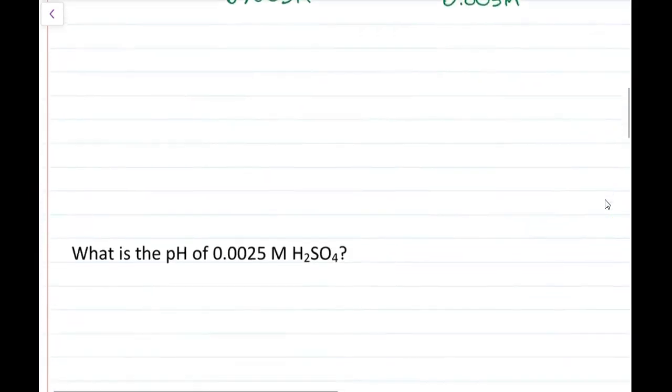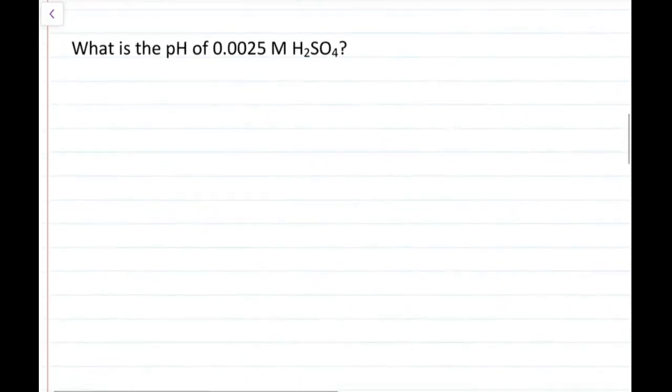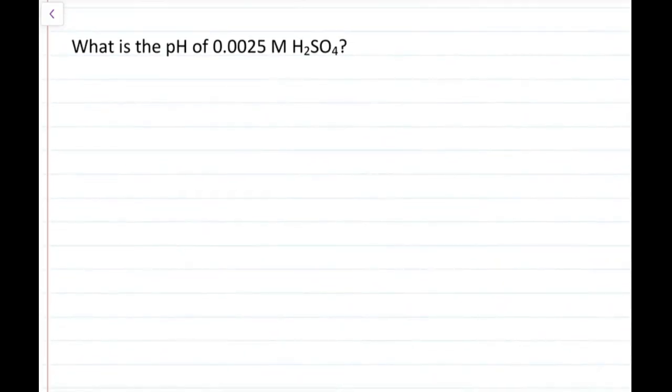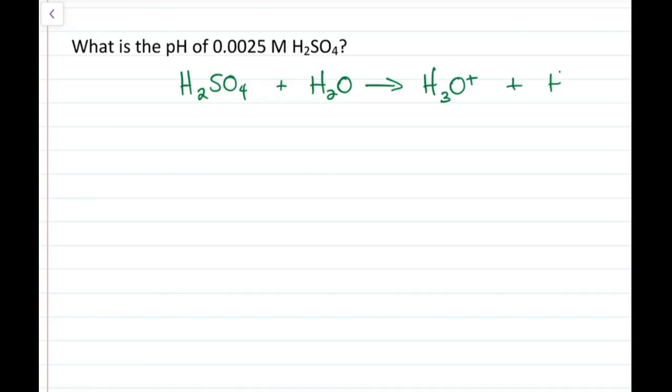Okay, so let's look at an example. What's the pH of 0.0025 molar H2SO4? Okay, so the first step is going to be to write the ionization equation. So let's go ahead and pause and try that. Okay, so you should have written H2SO4 plus water yields hydronium and hydrogen sulfate.